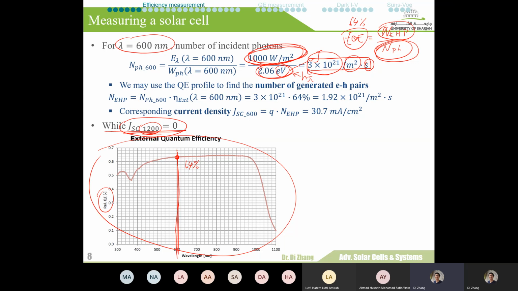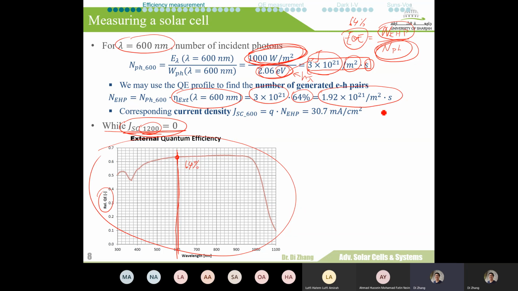So how many of these photons can we convert into carriers? Well, we just simply need to use the quantum efficiency we found from the graph. So 64% of these photons will eventually be converted to electron and hole pairs. So how much is that? This is the number of carriers.